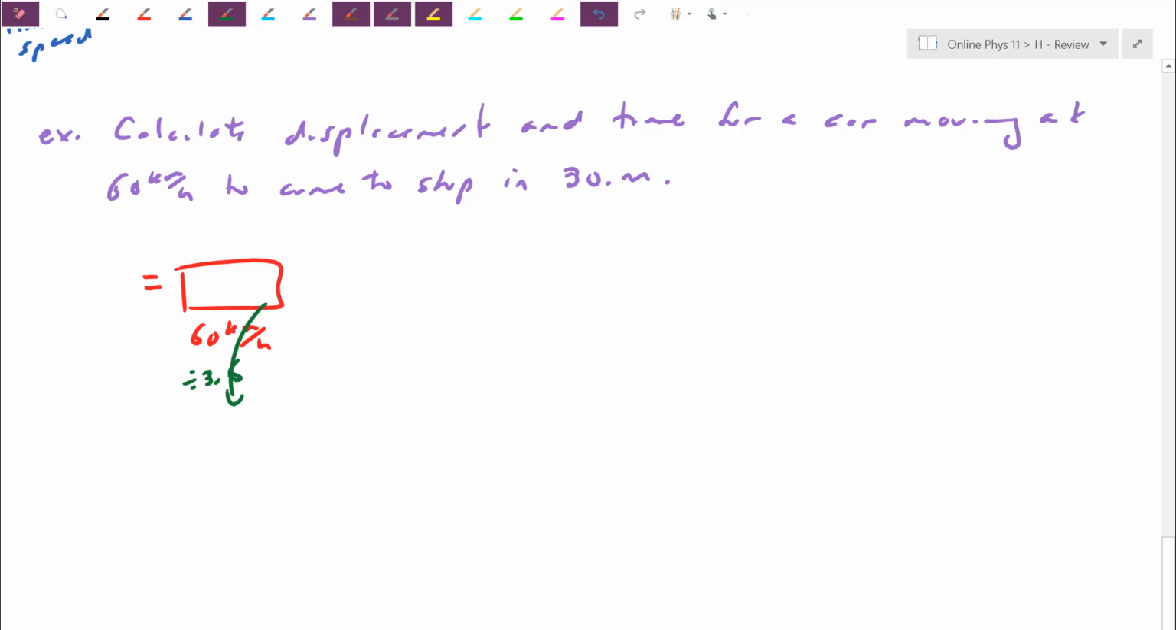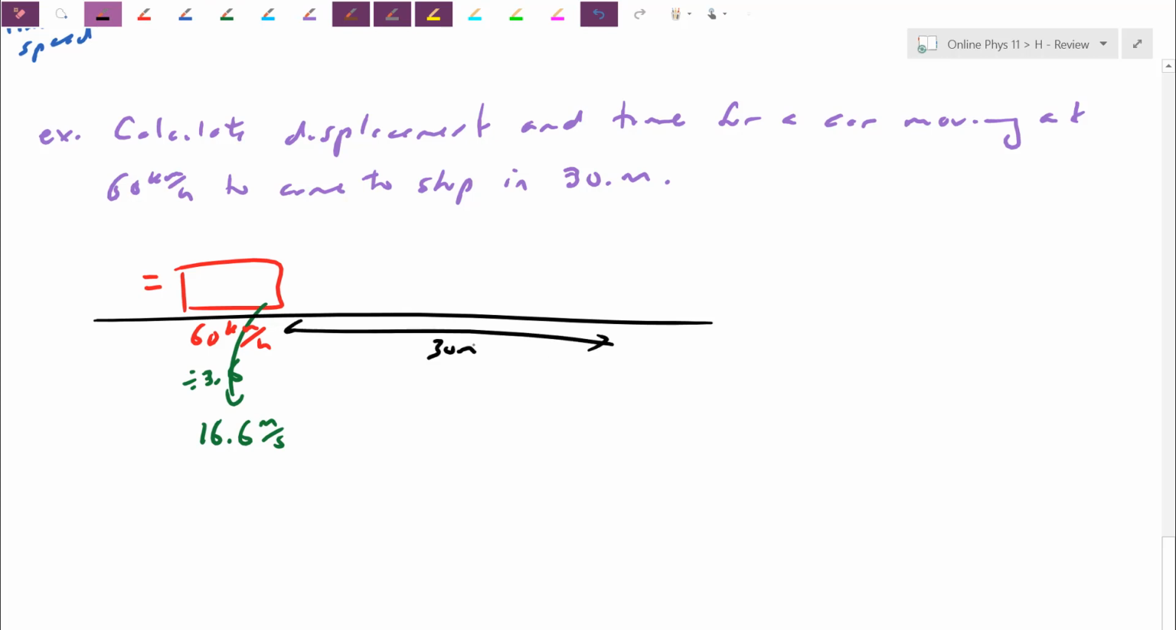So 60 divided by 3.6. This tells me here I have 16.6 meters per second. Right. So that's actually the initial velocity. That's my starting speed. It actually takes some 30 meters to bring it to a stop. So 30 meters down this way here.